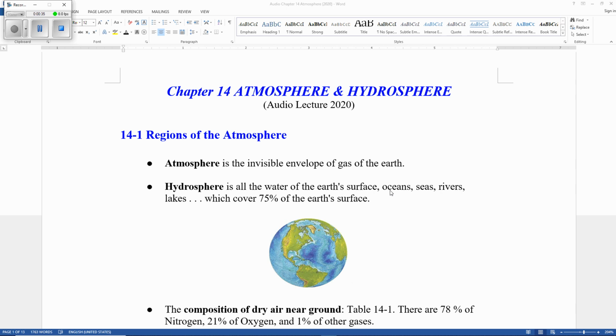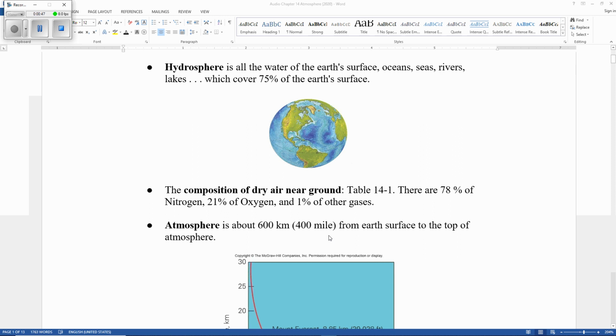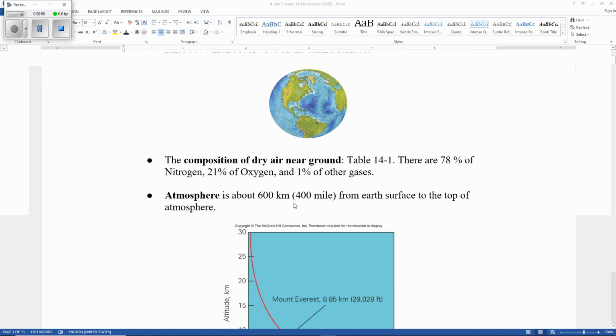The ocean, river, lake, swimming pool, together cover 75% of Earth's surface. 75%. So now, what do we have in air, in atmosphere?